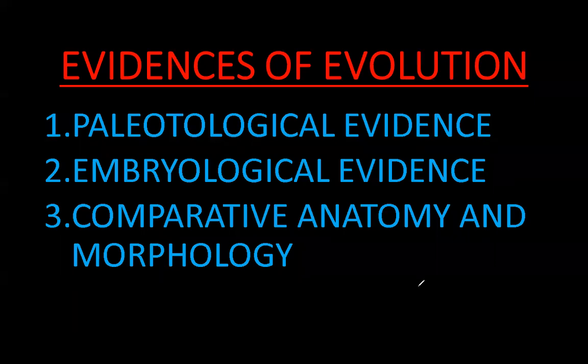Okay, now we're going to discuss the evidences of evolution. What are the evidences of evolution? There are three basic evidences. One is called paleontological evidence, embryological evidence, comparative anatomy, and morphology. So let's discuss each of these evidences.